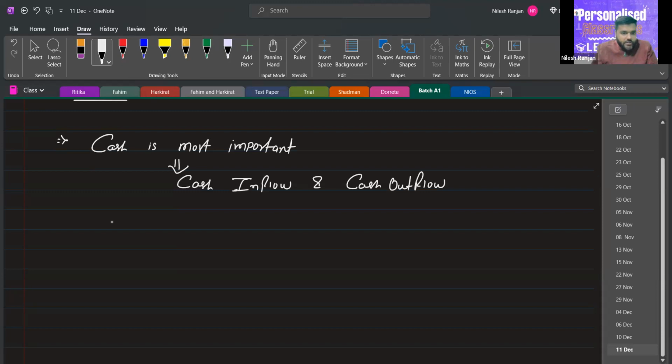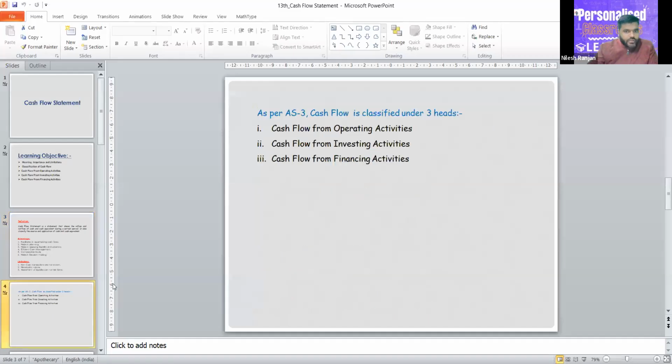So for that, we have classified cash into three different categories. If you see here, cash flow from operating activities, cash flow from investing activities, and cash flow from financing activities. By classifying our cash inflow and outflow into these three categories, it is easy for us to understand from where cash is coming and to where cash is going.